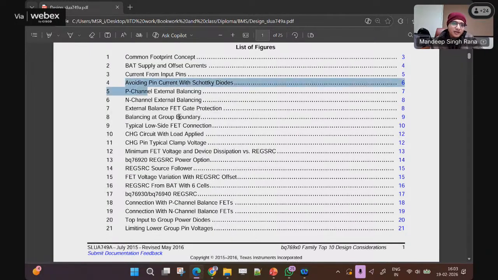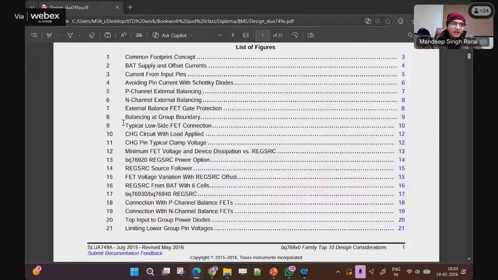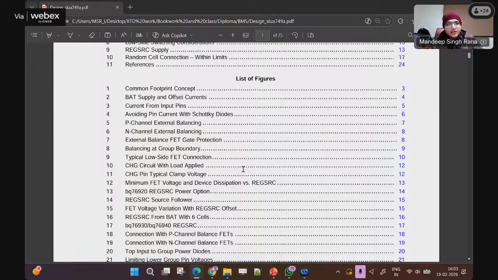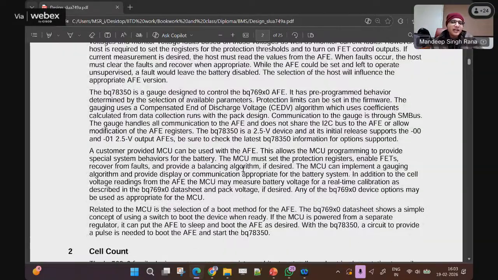So if you look at the details, they are giving every detail, like typical low side FET connection, how you need to do it. If you want to do n channel sort of balancing, what you need to do. So all those things they are telling, and during this we get to know what to keep in our data. Like I was telling you earlier that 10 millisecond, 9.5 millisecond is a good sampling time. We are fine to go with it.